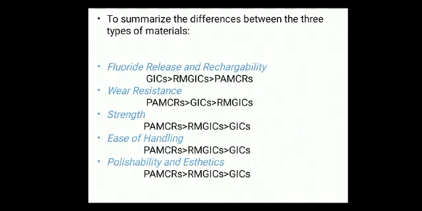Fluoride releasing property is the best in the GICs, then in the resin modified GIC and the least in the compomers. Wear resistance is the best in compomers, then the GIC and then resin modified GIC. Strength is best in compomers, then resin modified GIC and last is GIC. Ease of handling is best in compomers and polishability is also best in compomers.